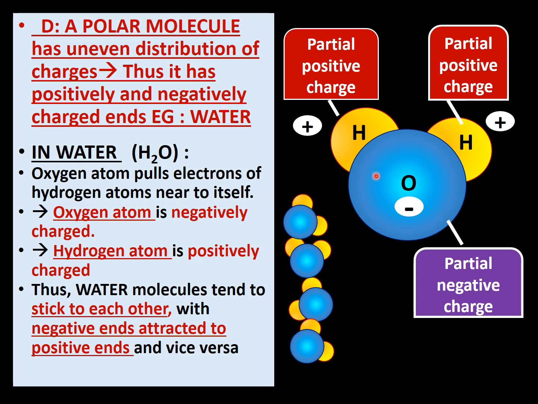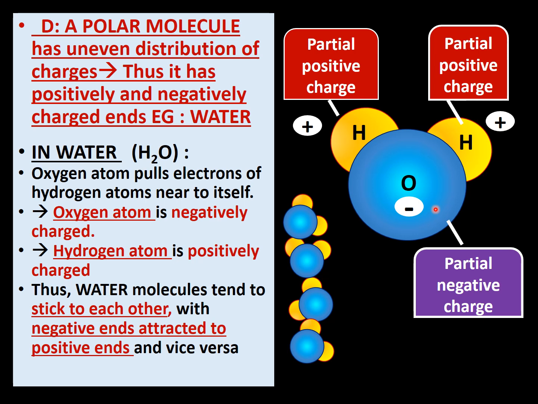The oxygen atom here is very electronegative and tends to pull the electrons of hydrogen nearer to it. So that's why there is uneven distribution of charges, because when the electrons are pulled close to oxygen, this end becomes negatively charged, whereas the hydrogen ends will become positively charged, have a partial positive charge. Right? Oxygen has a partial negative charge.